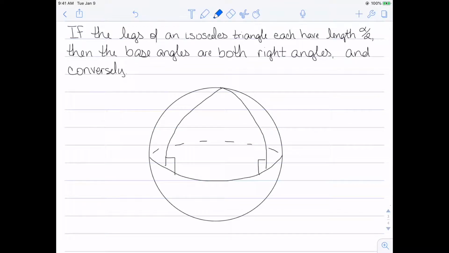Here is a generic example where I have my triangle with 3 sides. I know the length of these 2 sides right here are each alpha over 2. Then, by my previous result, each of these are right angles. They're both perpendicular, which would tell me both my base angles are right angles. And it goes the other way as well. If I know that these 2 angles are right angles, it guarantees that both of those sides are of length alpha over 2.